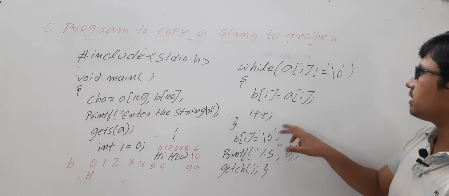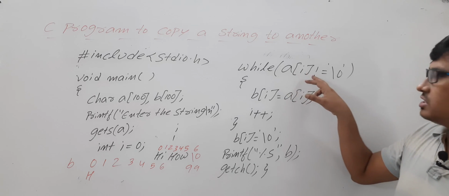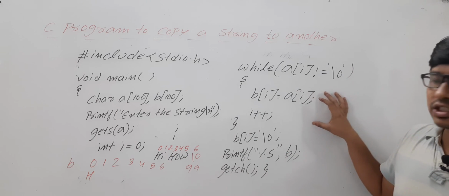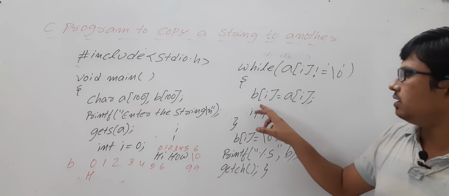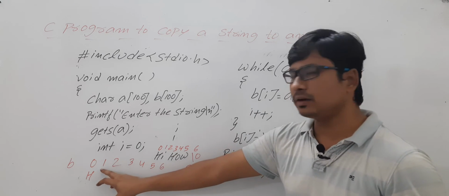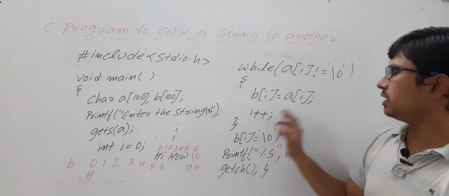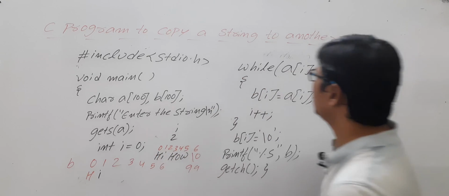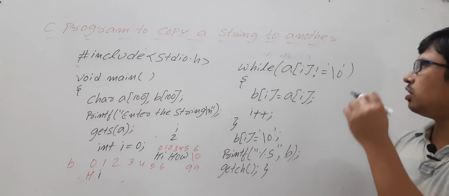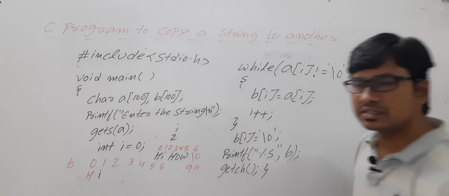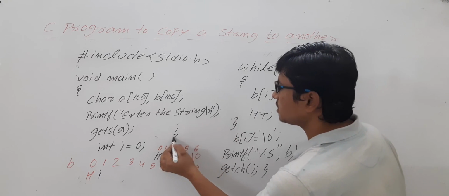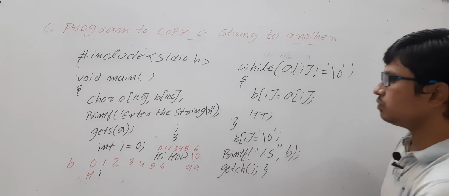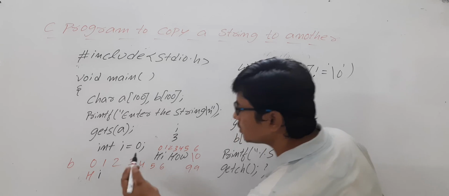Then again you are checking the condition. A of 1, which is not equal to backslash 0. Yes, i is not backslash 0. Again this condition is true. So you will copy at the index 1 of the array B, B of 1 is equal to A of 1, which is i. So i will be copied here. Then I value will become 2. Now A of 2, which is space, is not equal to backslash 0, you will copy the space here. Then I value you will increment to 3. Now A of 3, which is h, not equal to backslash 0. So again you will do B of 3 is equal to h.